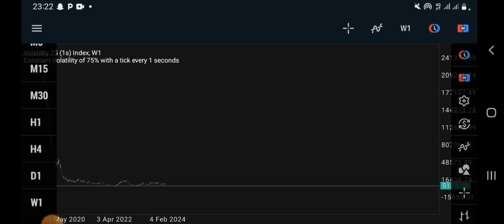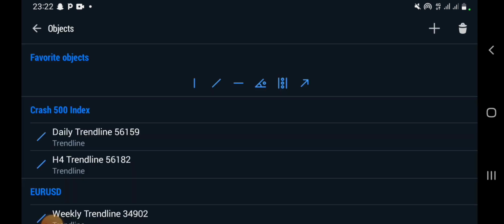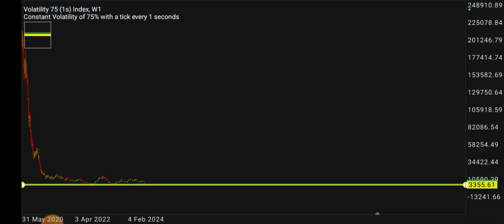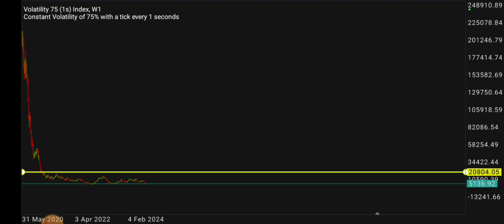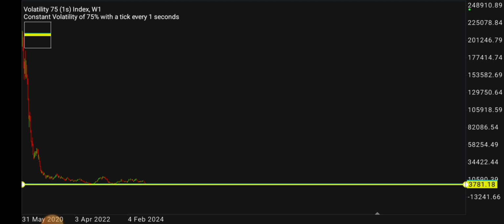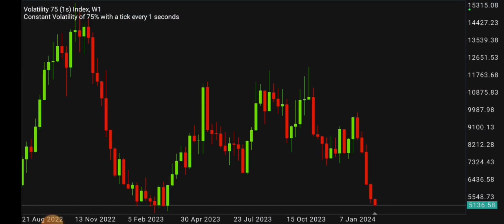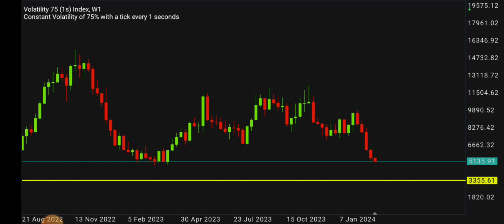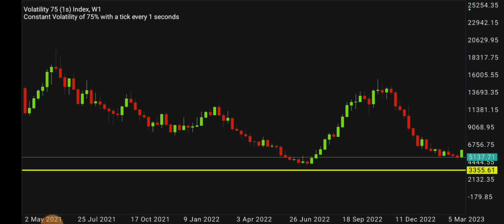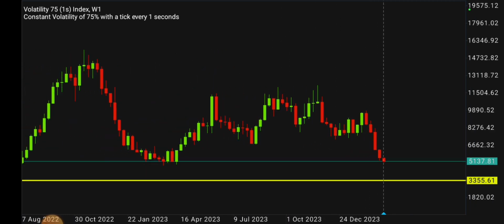I'm going to use my horizontal lines. The market is really at a very key level. Remember, for those who have watched my videos on supply and demand zones, these are zones where, whenever the market gets to this point, it has some kind of reaction. So the market is literally approaching this key level.